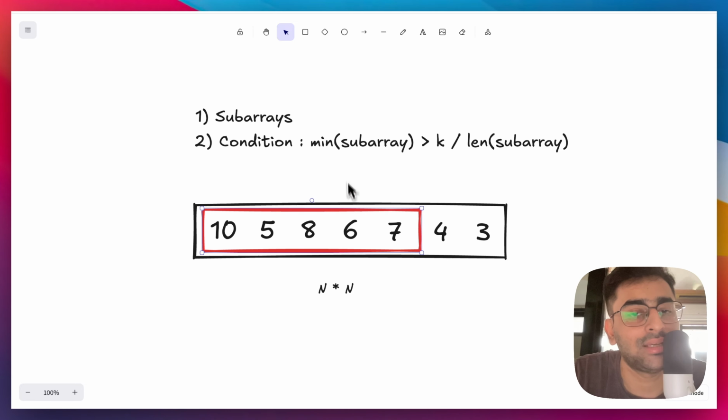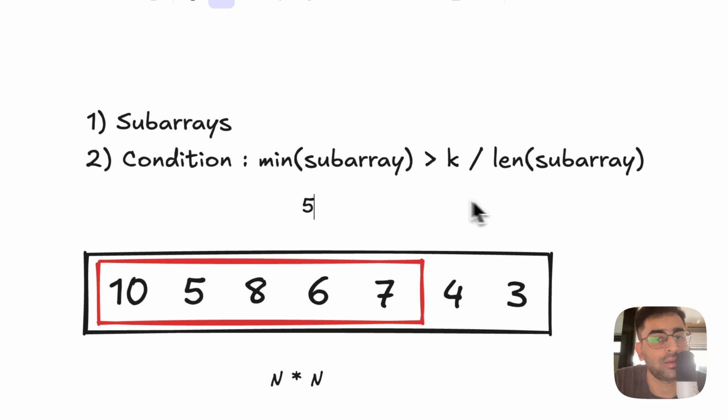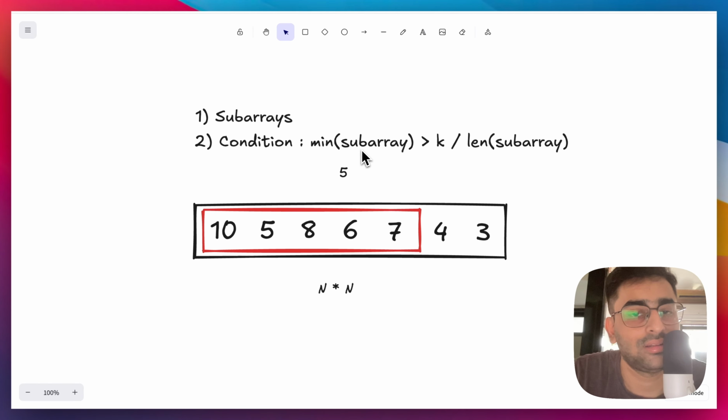Because after doing this, I know the left hand side. Left hand side is 5, because we have fixed the minimum element. And right hand side, k, is also fixed. And we have generated the maximum length subarray. So now the length of the subarray is also known, which is 5. So 20 upon 5 is 4, and 5 is greater than 4. Hence, this is a valid subarray of size 5. I hope you understood this part.